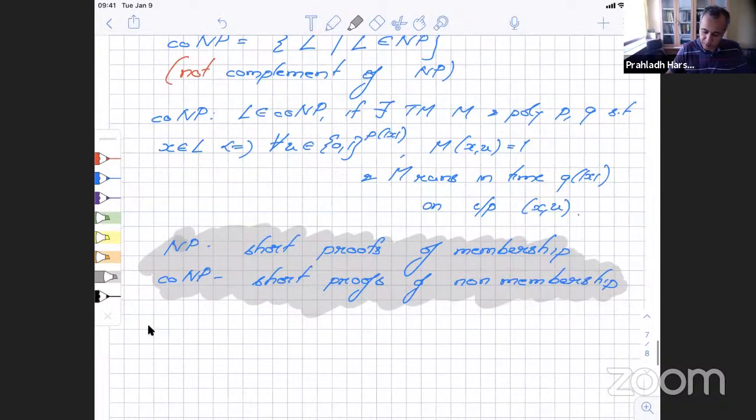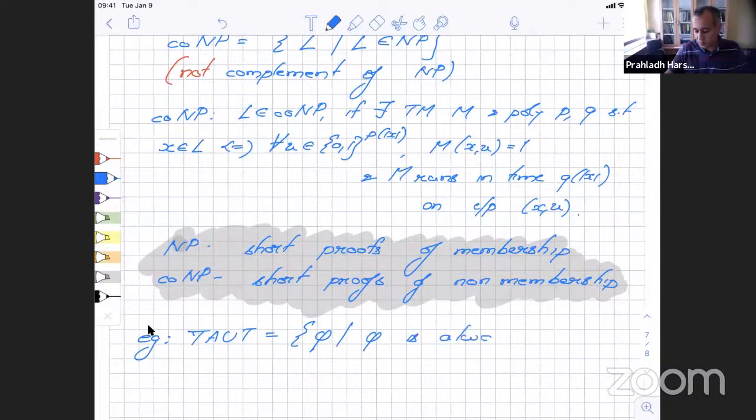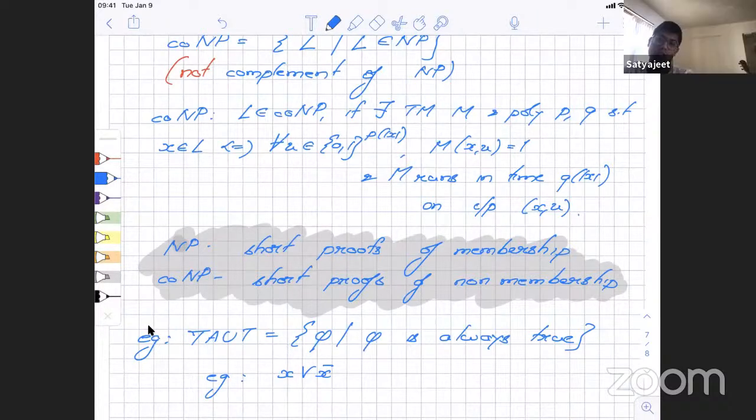And the classic example of a problem in coNP is what's called tautology. What's tautology? Tautology is the set of all formulas phi such that phi is always true. For example, x or not x. So why is it in coNP? Can you quickly tell me why it's in coNP? For all assignments of 0 and 1, it's always true.